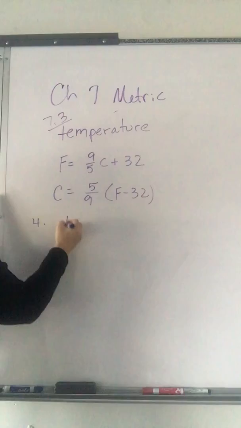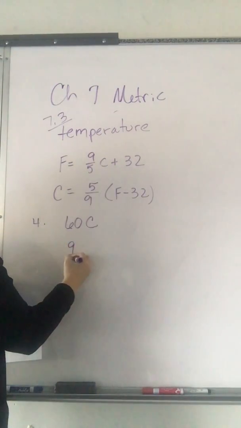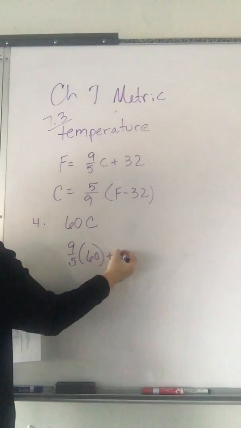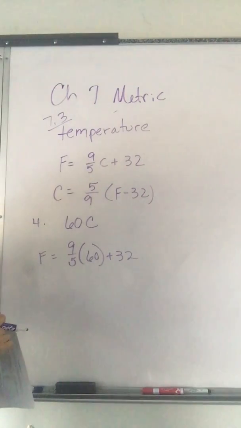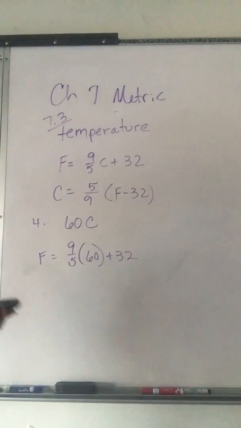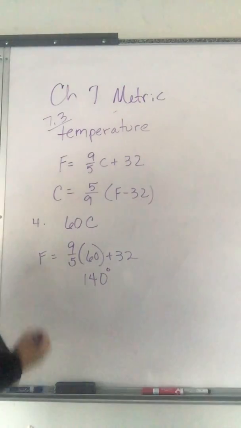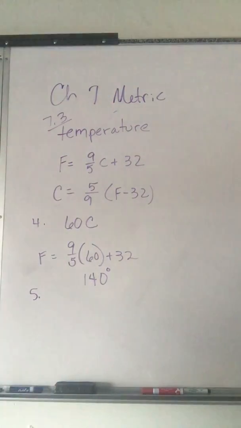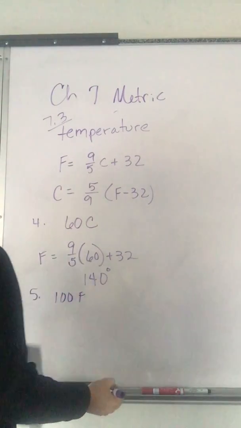Okay, number 4, we're doing 60 Celsius. So I'm going to put that in for C. I would use this equation, 9/5 times C of 60 plus 32. We'll convert that into Fahrenheit. Punch that in your calculator. That one comes out to be 140 in Fahrenheit. Now, okay, number 5. Checking up on your work. 100 degrees in Fahrenheit. Convert that to Celsius.